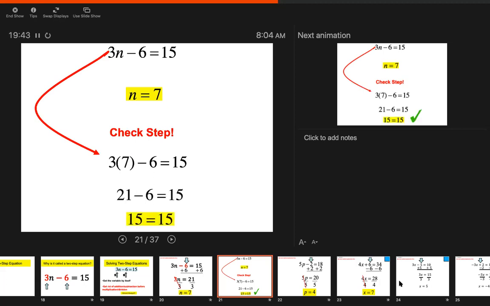If you screw it up, say I think the answer is 1. 3 times 1 is 3, minus 6 is -3, not 15. Now that's how you know you screwed it up, right?